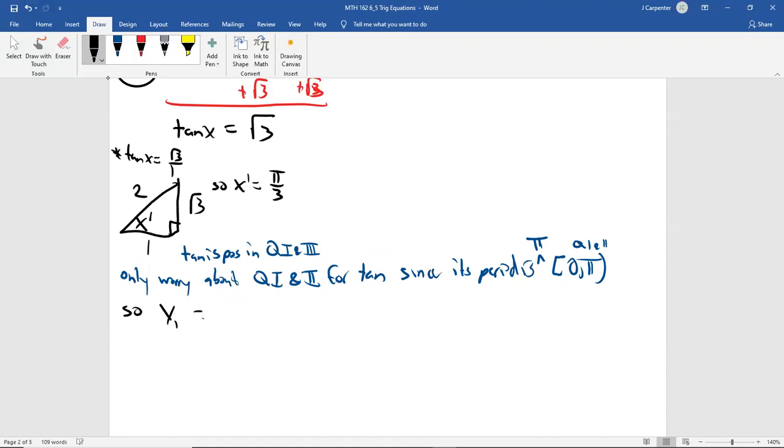So the first solution is x prime, which is pi over 3. There's no need to put that in quadrant 3, as we've already talked about. When we add the n pi, it'll pick it up, with no restrictions, so the actual solution is pi over 3 plus n pi.